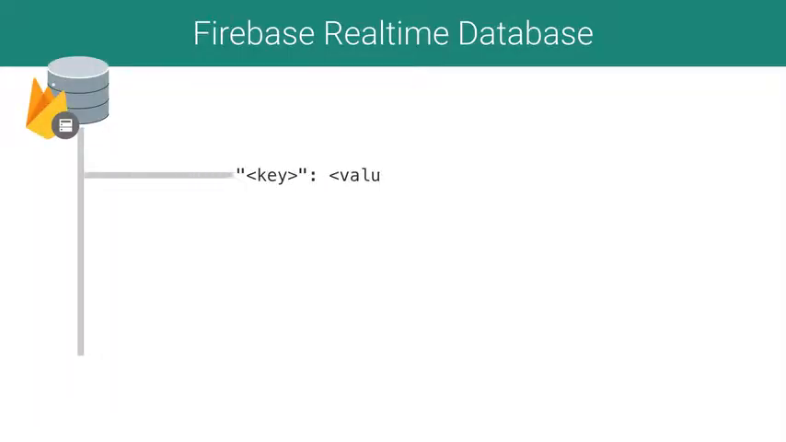When you add data to the JSON tree, it becomes what I'll call a node in the existing JSON structure. Nodes have keys and values. You can provide your own keys, such as user IDs or semantic names. Keys are always strings, and they must be unique within their context.